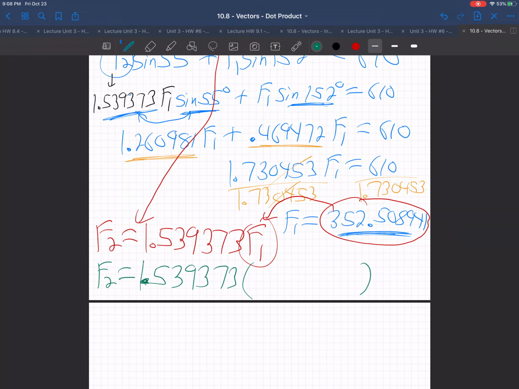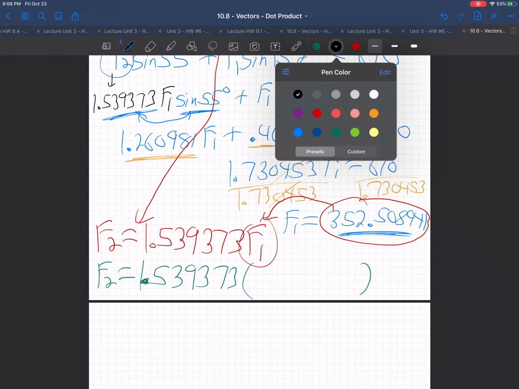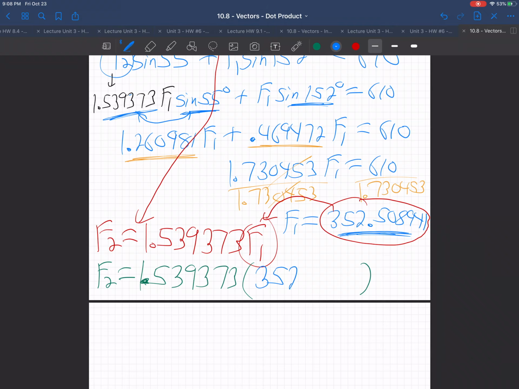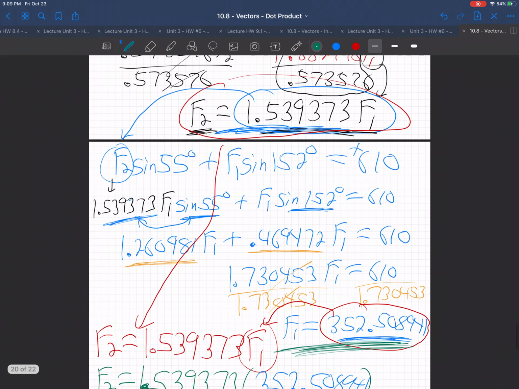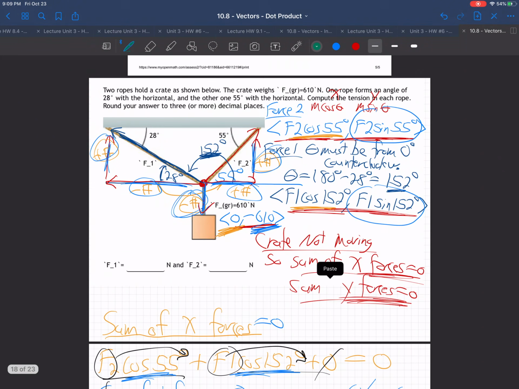1.539373 times force 1, which is 352.508941. Which is still on my screen, so multiply by 1.539373 equals, so I'm getting force 2, 542.642746. There we go. There's force 2, the tension in rope 2. Here's the tension in rope 1. We found the tension in both of those ropes.